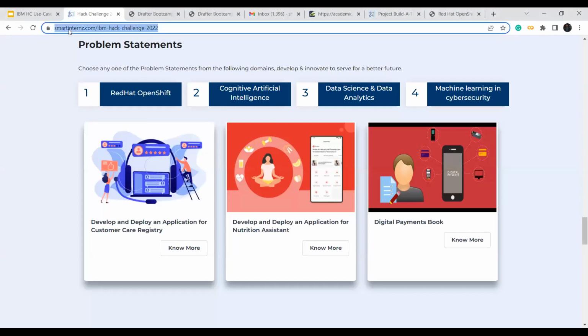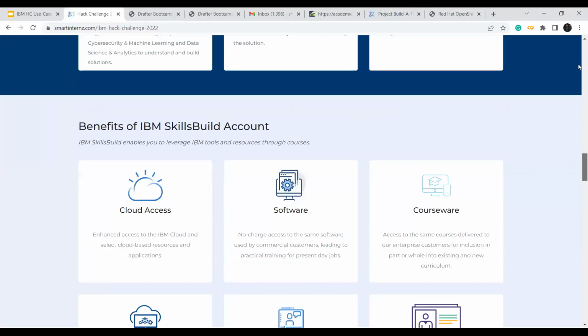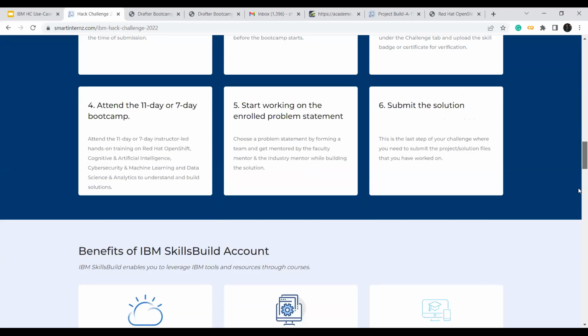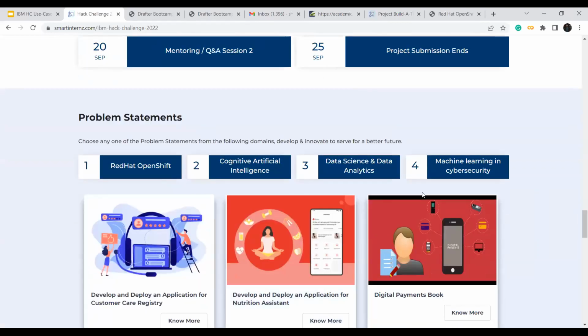The PPT will be shared with you by Monday, but you can also get access on the hack challenge page. I will share my screen. Here also you will get all the information related to this. If you visit the Smart Hack Challenge 2022 web page, I'm sharing this link with you. You can see in the chat, I already shared the link. If you scroll down, you will see the problem statements.